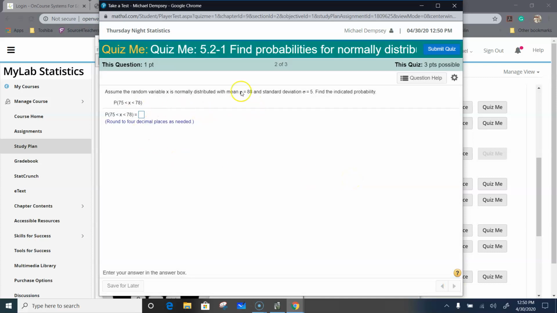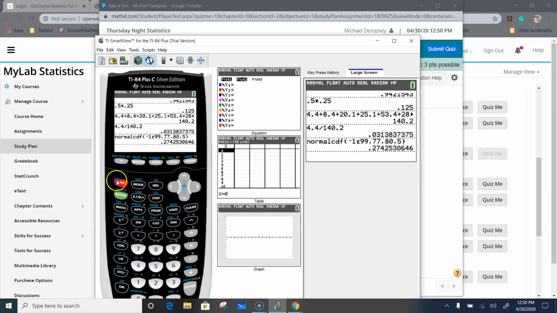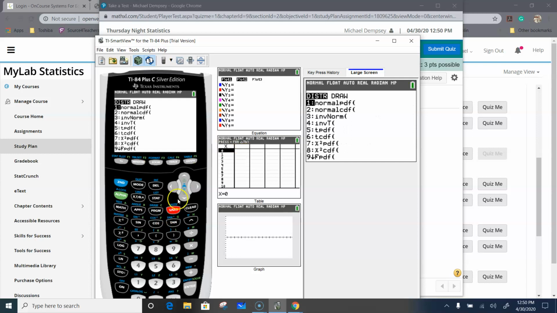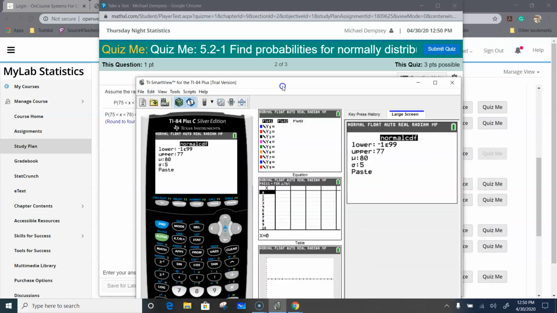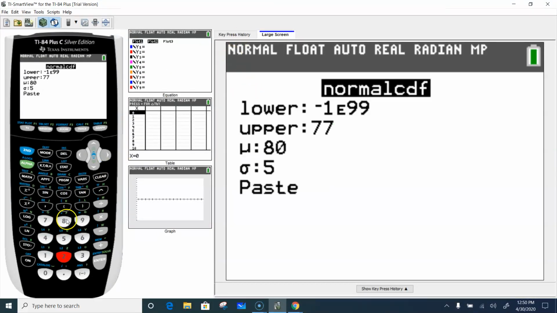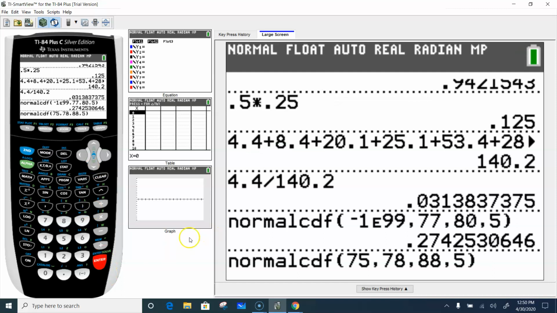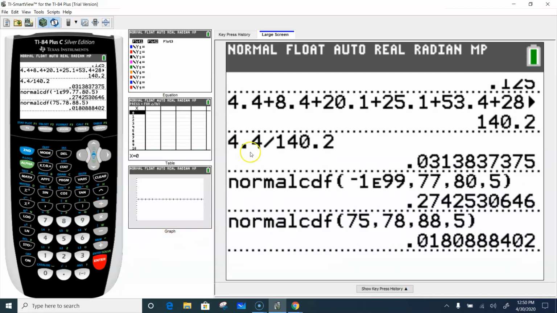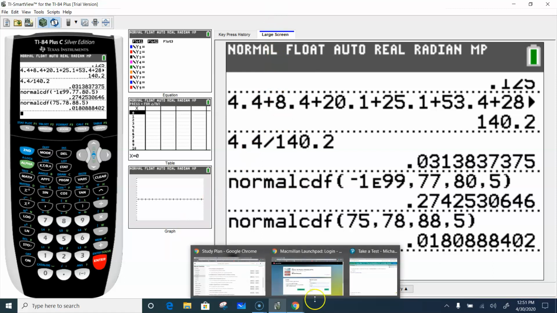Okay, 75 to 78. Mean is 88 now. Standard deviation is 5. So we have our lower and upper limit now. The lower and upper limit are 75 and 78 explicitly. This time I believe the mean is 88. And I get 0.018. I'm going to assume they want 4 decimal places again, 0.0181.